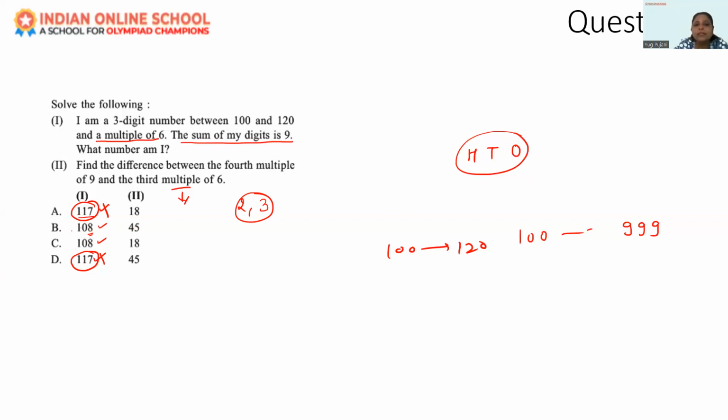Fine. Second question. What is the difference between the fourth multiple of 9 and the third multiple of 6? Fourth multiple of 9 means 4 multiplied by 9, which is 36. Third multiple of 6 means 3 multiplied by 6. 6 ones are 6, 6 twos are 12, 6 threes are 18. So 36 minus 18, the answer will be 18. So 108 and 18 will be our answer, so your answer will be option C.